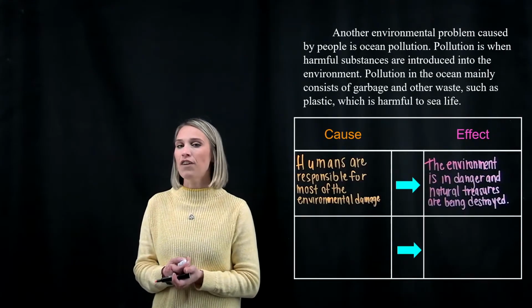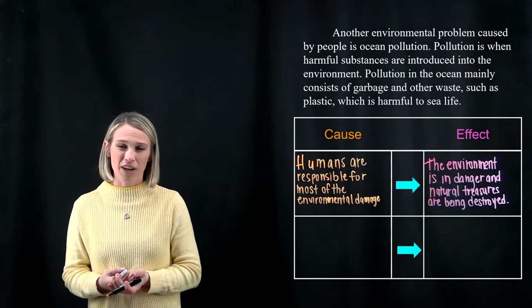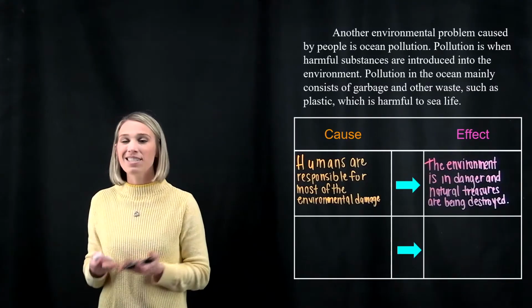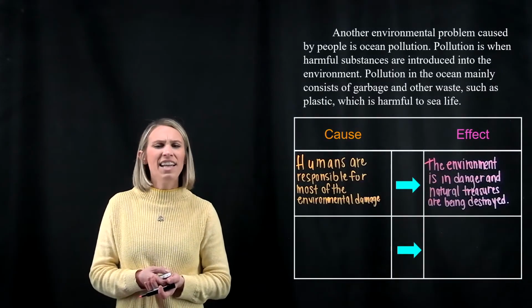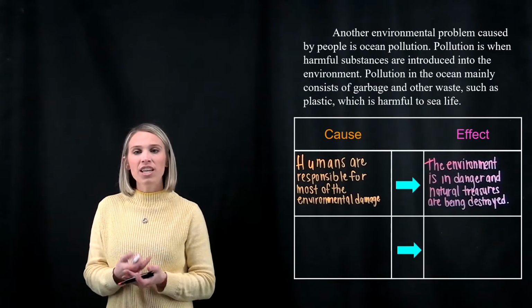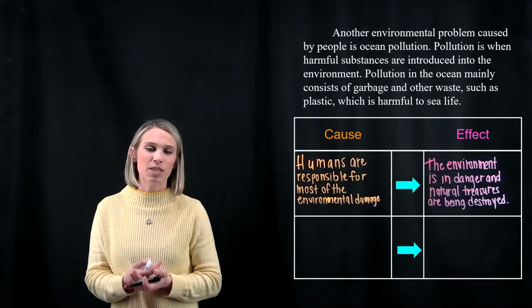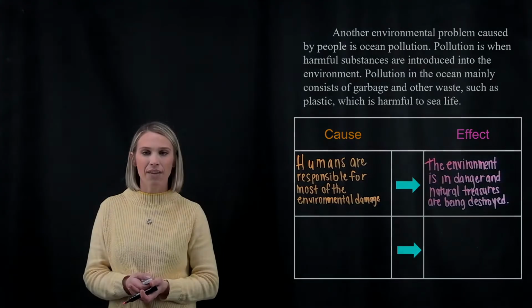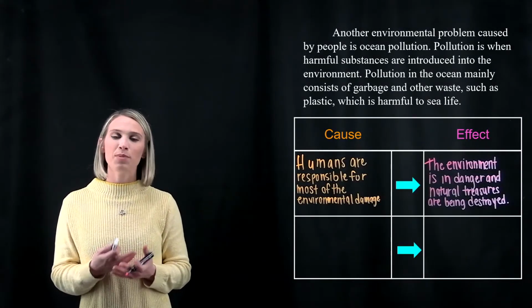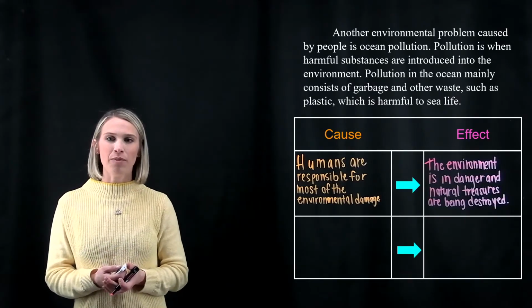Even though I think I found a cause, these two statements do not reveal a cause and effect relationship, because defining what pollution means is not an effect. I need to continue reading the paragraph. Pollution in the ocean mainly consists of garbage and other waste such as plastic, which is harmful to sea life. What I do not know yet is what happens as a result of humans polluting the ocean. How does ocean pollution hurt the environment?